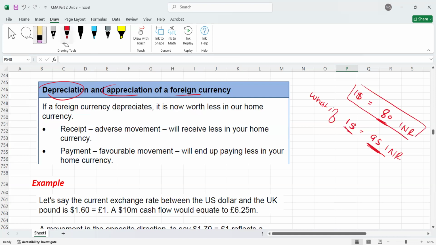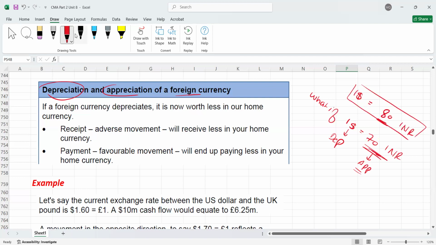But if I change the scenario, for example, now $1 becomes 70 Indian rupees. In this scenario, the Indian rupee has appreciated in value and the dollar has depreciated. Obviously, if one currency has appreciated, the other currency will always be in the opposite position. For example, if the Indian rupee has appreciated, the dollar will for sure have depreciated.